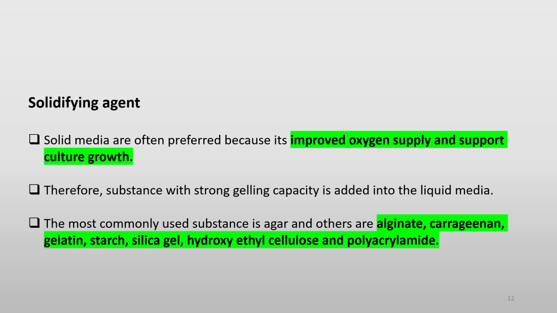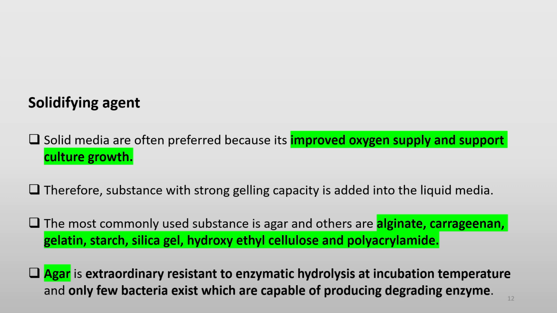The most commonly used substance is agar, and others are alginate, carrageenan, gelatin, starch, silica gel, hydroxyethyl cellulose and polyacrylamide. Agar is extraordinarily resistant to enzymatic hydrolysis at incubation temperature, and only a few bacteria exist which are capable of producing degrading enzymes. Iron source: EDTA can be used as an iron source.